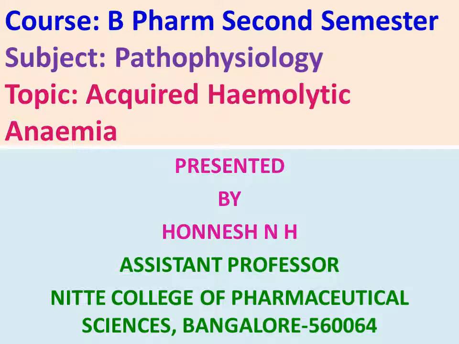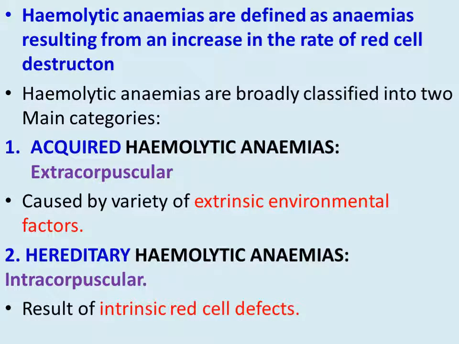Today's topic is acquired hemolytic anemia. So first, let's see what hemolytic anemia means. Hemolytic anemia is defined as anemias resulting from an increase in the rate of red cell destruction, that means destruction of RBCs. I will define it once again: hemolytic anemias are defined as anemias resulting from an increase in the rate of red cell destruction.